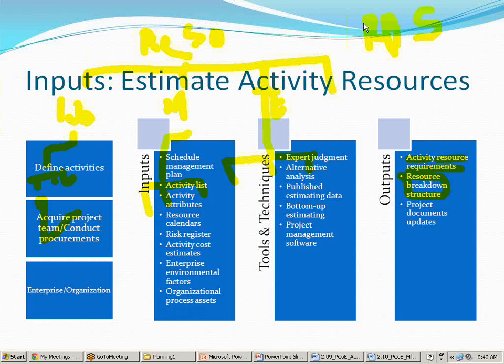So what processes have we covered till now? Plan schedule management, define activities, sequence activities, and estimate activity resources. So I will stop here, and tomorrow the rest of the three processes: estimate activity duration, where for each activity you work out how much duration it will take. Then develop schedule. Tomorrow's class, don't miss the class.